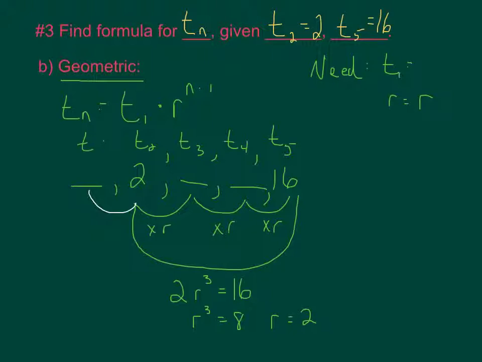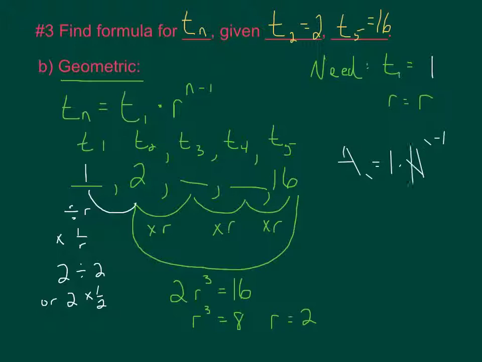Now, I can work backwards. But instead of multiplying by r, you would actually be dividing by r to get back to here. So divide by r. Or you could times by 1 over r if you'd like. So take 2 divided by 2, or 2 times 1/2. And the first term had to have been 1. Sweet. So here's my geometric formula. T sub n equals my first term 1 times r, which is 2, to the n minus 1 power.